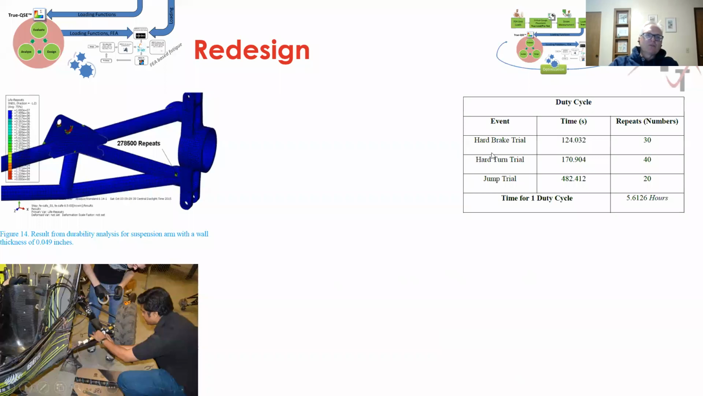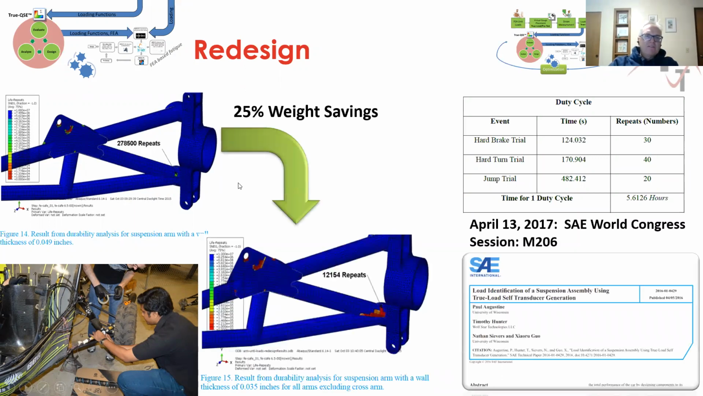We ran that duty cycle through the fatigue software. The fatigue software was saying that that could repeat 278,000 times. So they were way over designed. And so through just doing some very simple FEA changes here, all they did is they went in and they thinned up the shell properties for the FEA model, and they went through trial and error here and thinned up the tube properties here. And by the end of the week, they had taken 25% of the weight out, and now they were still over designed. They still had 12,000 repeats. It's more than they needed. So they had plenty of safety here.